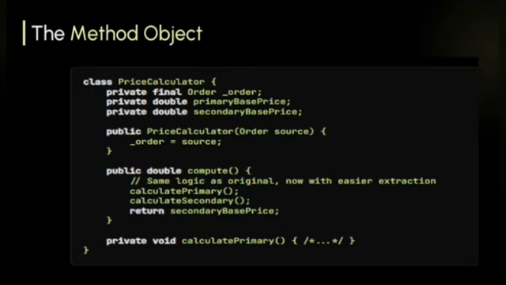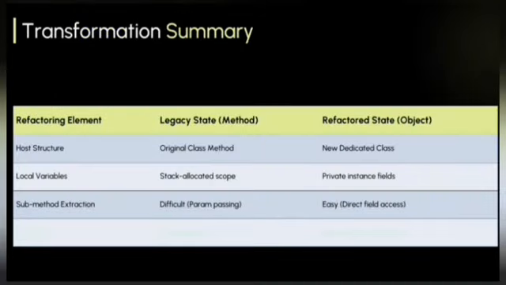The real power of this pattern is in our transformation summary. We are refactoring elements like host structure, local variables, and submethod extraction. In host structure, the method's original is a class method, and the refactored state is a new dedicated class. For local variables, the method's are stack allocated scope, and in the objects we refactor to private instance fields. In submethod extraction, parameter passing is the method's, so we refactor it into easy direct access.